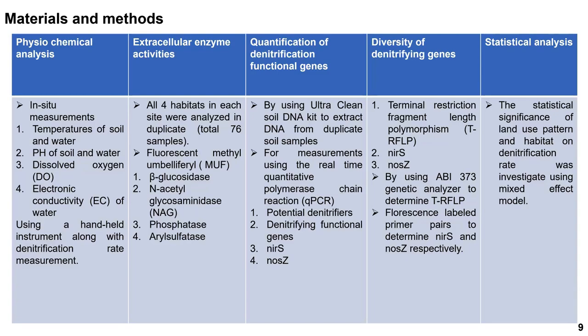Alright, the last part of the methodology of this research is classified in 5 steps as seen from the table, and how the different methods are used to go through each step accordingly. So for physiochemical analysis, in situ measurement, we did temperature of soil and water, pH of soil and water, dissolved oxygen, electronic conductivity of water using a handheld instrument along with denitrification rate measurement. So in extracellular enzyme activities, total 4 habitats in each site were analyzed in duplicate, a total number of 76 samples.